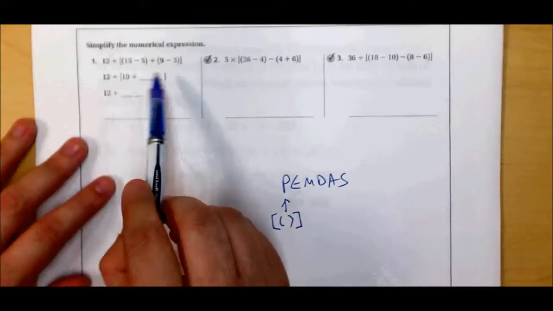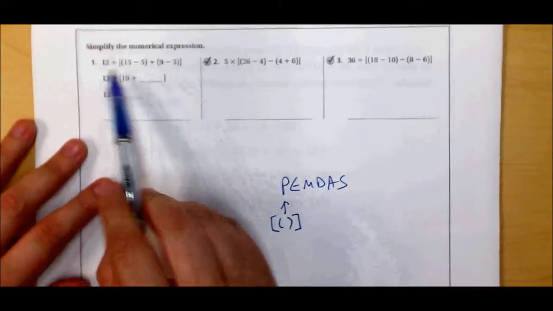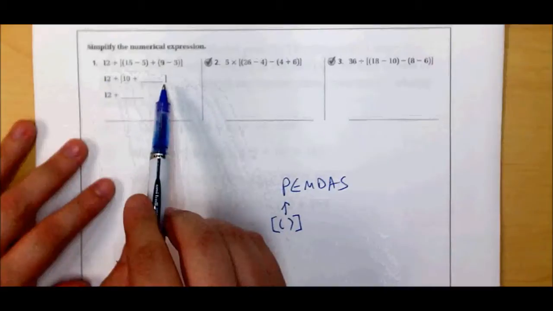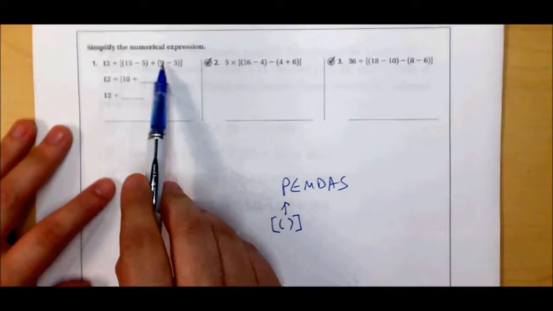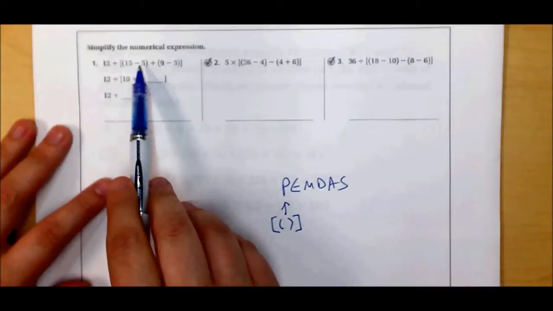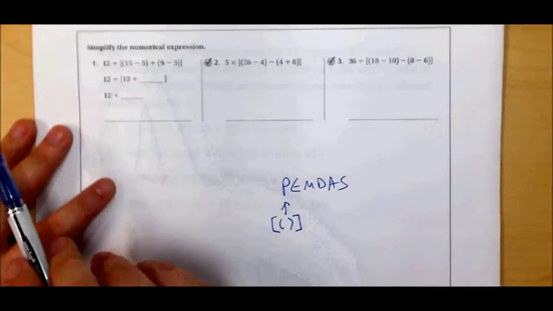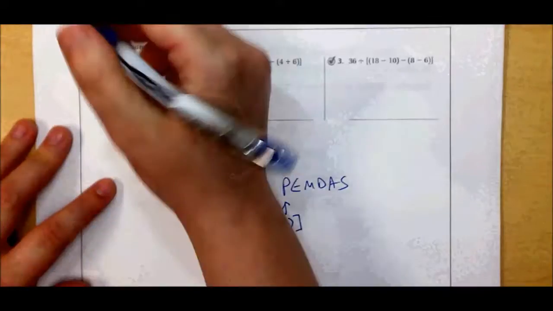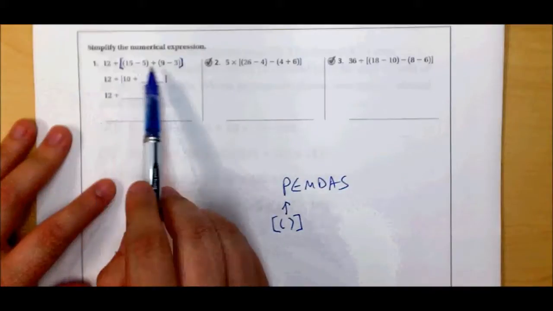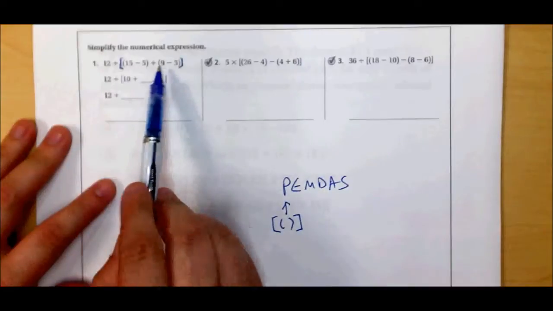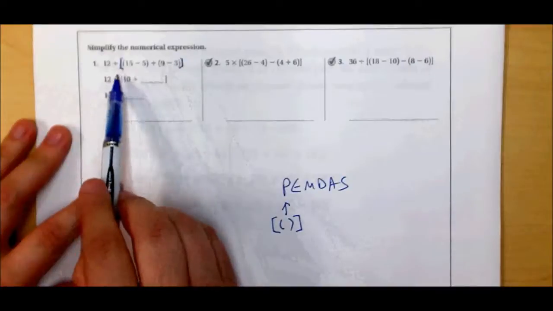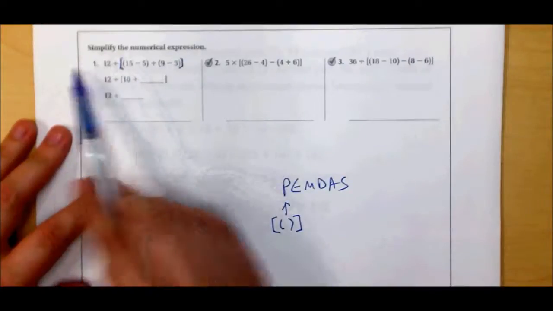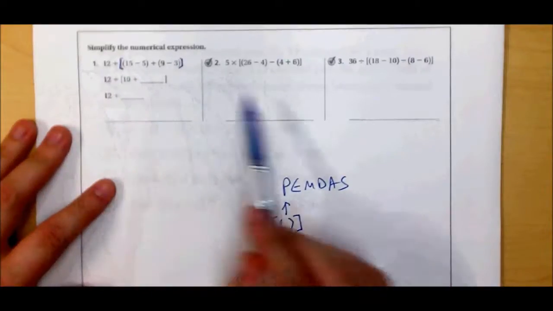If you're going to simplify an expression like this, the first thing that you would do is do all the groups that are on the inside, and then you work your way out. So we have some brackets out here, but inside the bracket we have parentheses. So we do those parentheses first, then we evaluate what's in the brackets, and then the whole thing. So we're going to go through those steps on these three problems.